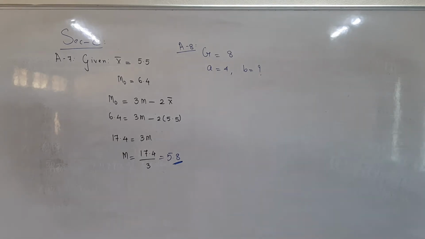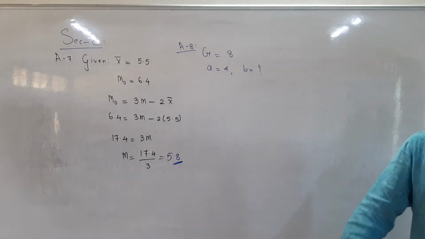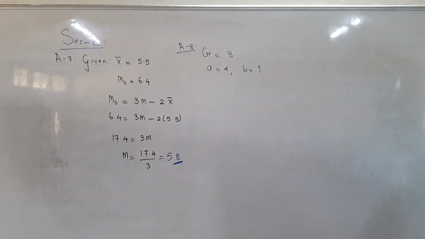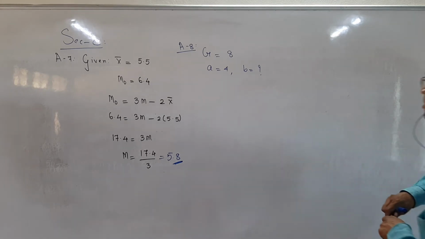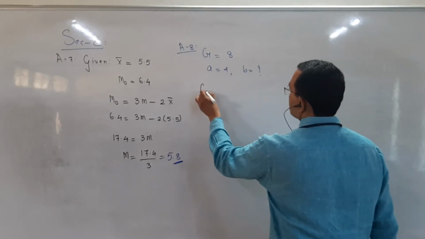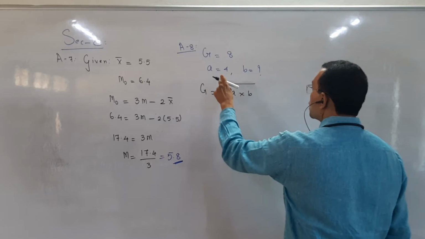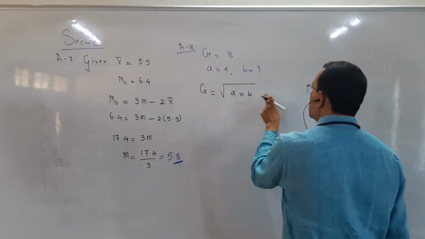The geometric mean of two numbers is 8. One number is 4. We are told to find the other number. Students, all of you must carefully understand this: if it is two numbers, then the geometric mean is the square root of the product of A into B. For three numbers, it is the cube root of A into B into C.